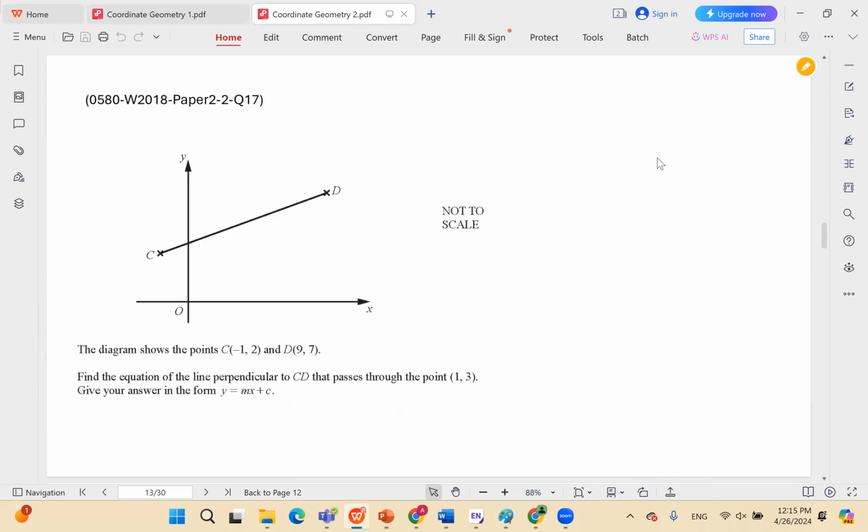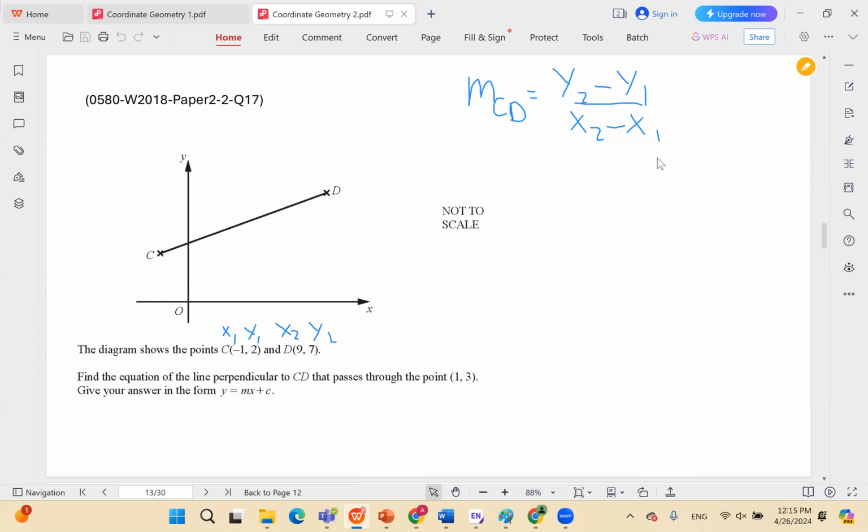So again, here we have 2 points C and D, and we want the line that is perpendicular to CD and passing through 1, 3. So first, let's get the gradient or slope of CD. y2 minus y1 over x2 minus x1. And we use the 2 points. Let's label their coordinates. This is x1, this is y1, this is x2, and this is y2.